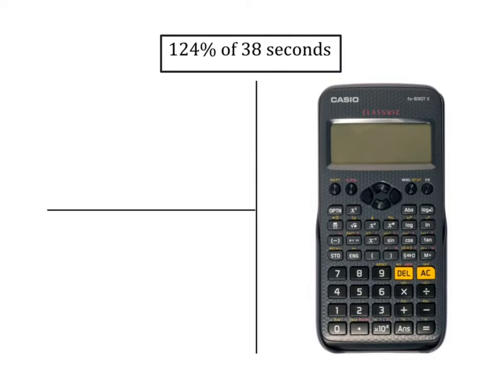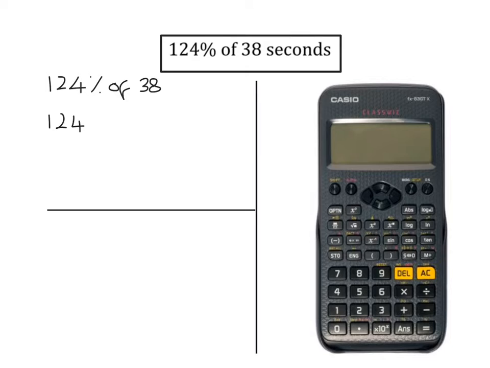So this is a calculator question. There's two ways to do it, one simpler than the other, but the other you need to make sure you know how to do it for the exam. So the first way is using the percentage button. So I want to know 124% of 38. So we're literally going to put on our calculator 124.